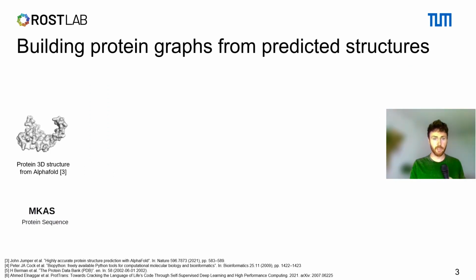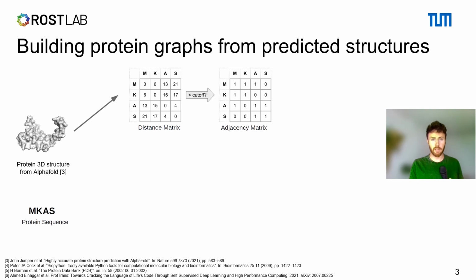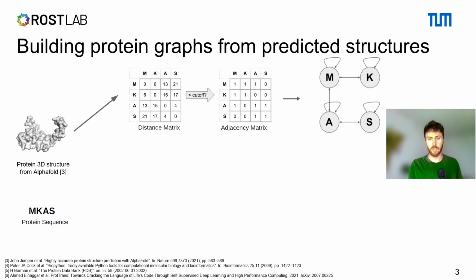So first, we need to build graph representations for the proteins. We tried to leverage the 3D structures that are easily available since AlphaFold. The distance matrix contains the distances for each pair of residues in a protein. And whenever the distance is below a cutoff value, we construct an edge between those two residues, and that is captured in the adjacency matrix. From that, we get a graph where each node is a residue, and nodes that are connected by an edge can exchange messages.